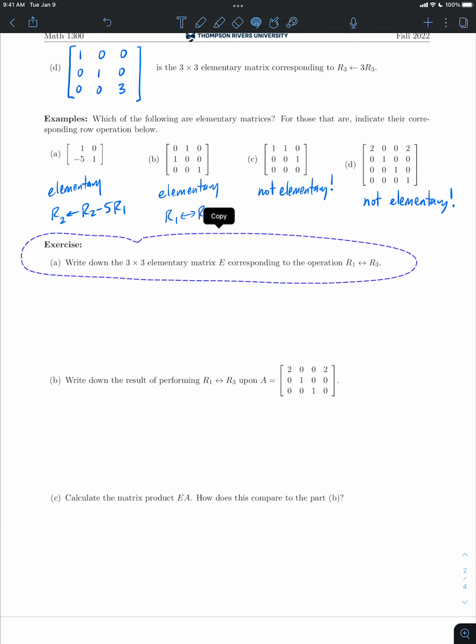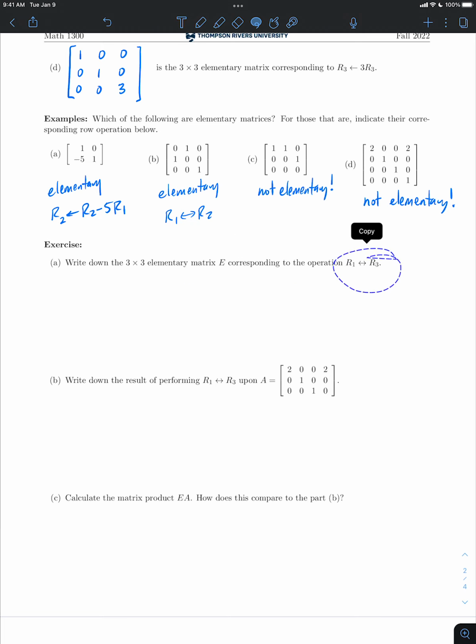So write down the 3x3 elementary matrix that corresponds to this row operation, interchanging the first and third rows. Well, if I start with the 3x3 identity matrix and I interchange the first and third row, what I'm going to end up with is this matrix. All right, so that's part A. That's the 3x3 elementary matrix that corresponds to this row operation.